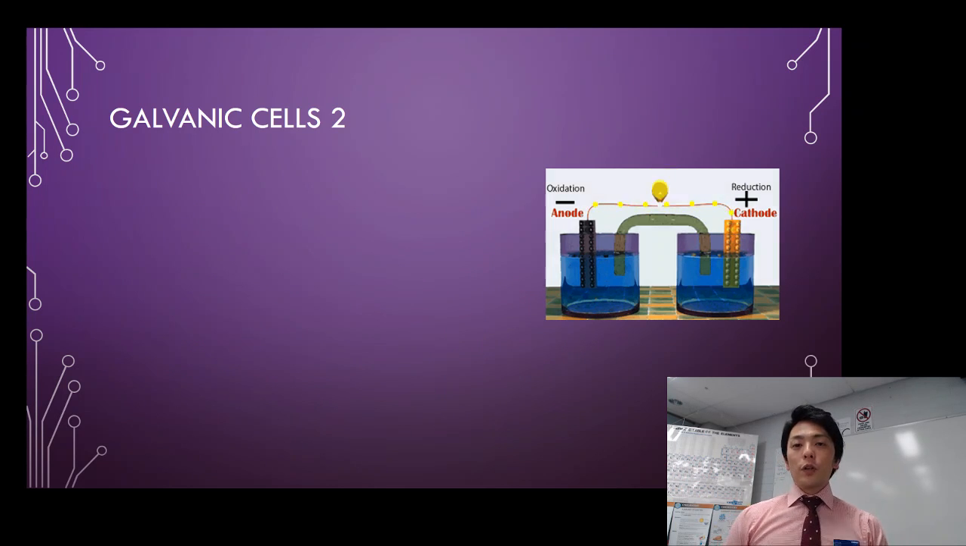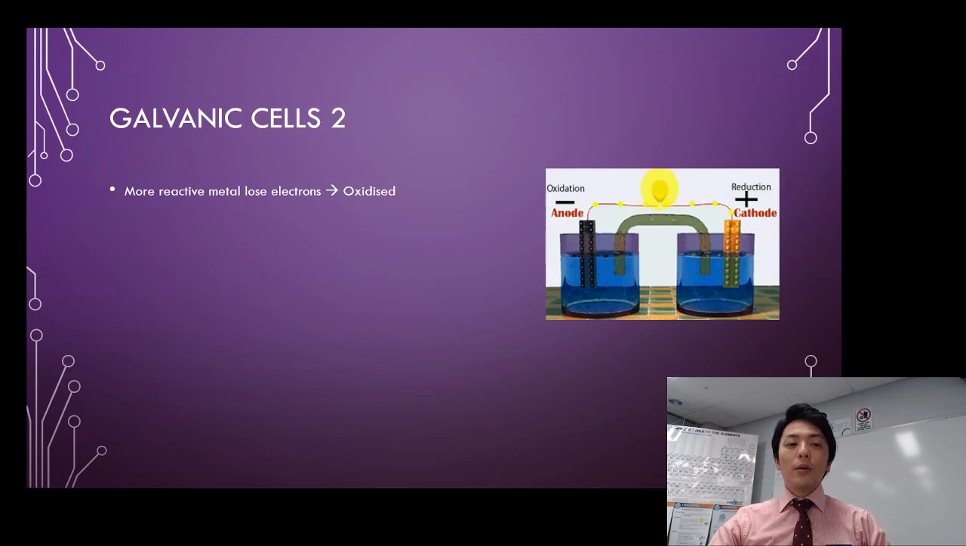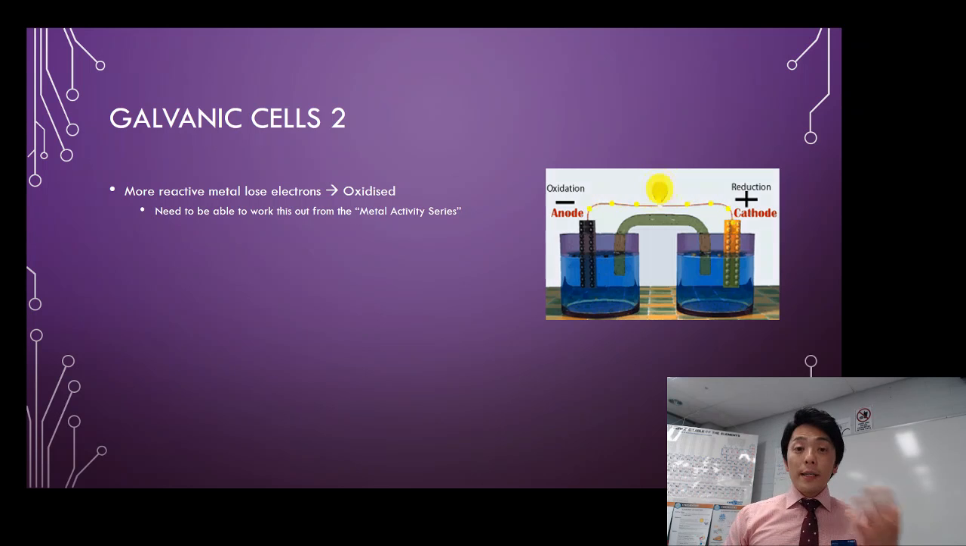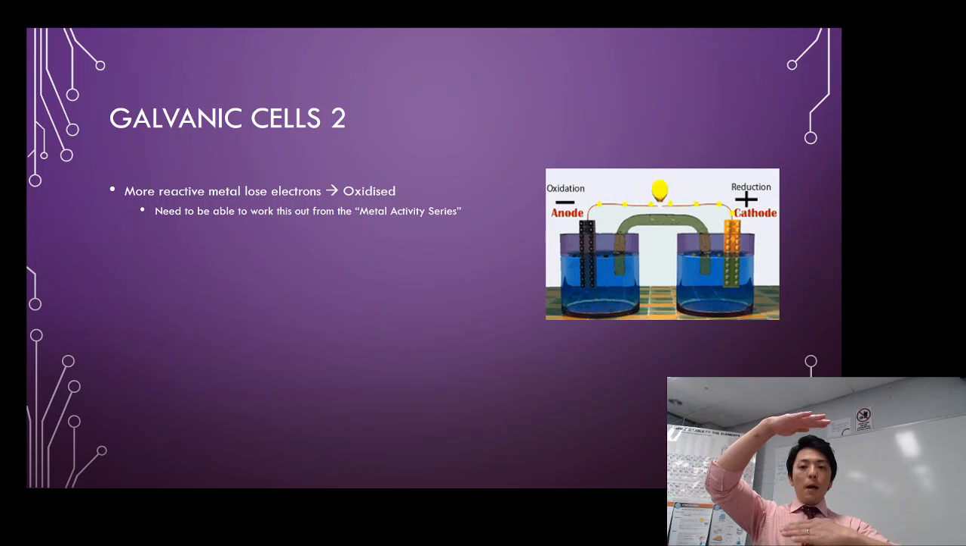Again, you've got a diagram there. Anode is sending electrons to cathode, and that defines which is the negative electrode and which is the positive electrode, or what's anode and what's cathode. More reactive metals lose electrons to the ones that are less reactive. So reactive ones are oxidized. You need to be able to work this out looking at the metal activity series. So if you compare zinc and copper, zinc is much higher in reactivity and copper is much less.